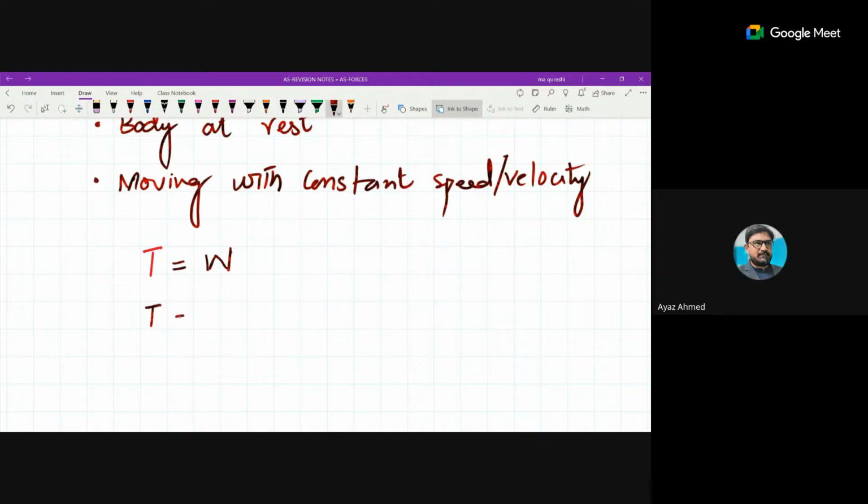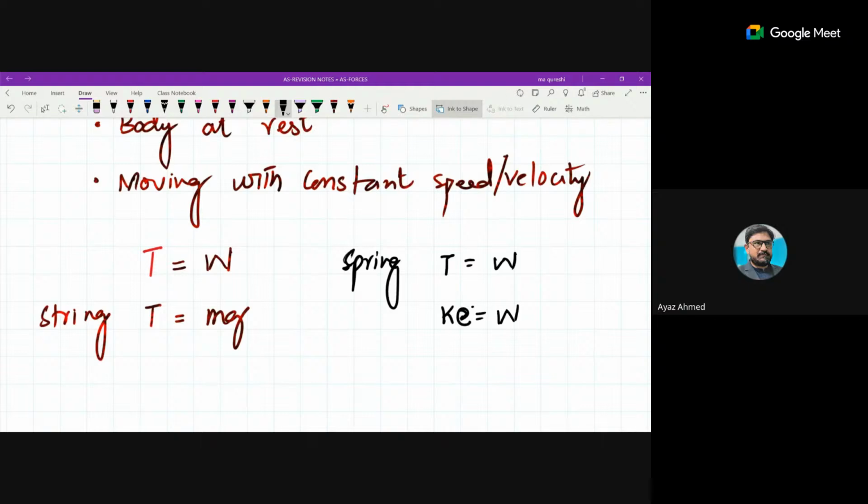So you can simply say that in the string, the tension is equal to mg, but in the spring, tension is equal to weight, and that tension is equal to k times extension. We will talk about this topic in future, inshallah, in the deformation chapter. You people have learned about k times x, or you can simply say kx is equal to weight. So these are two concepts that you have to master when you are talking about tension.